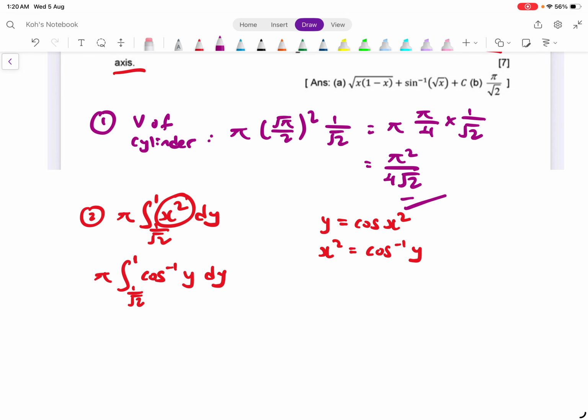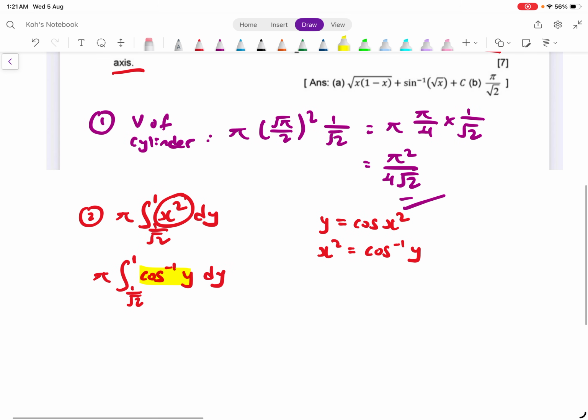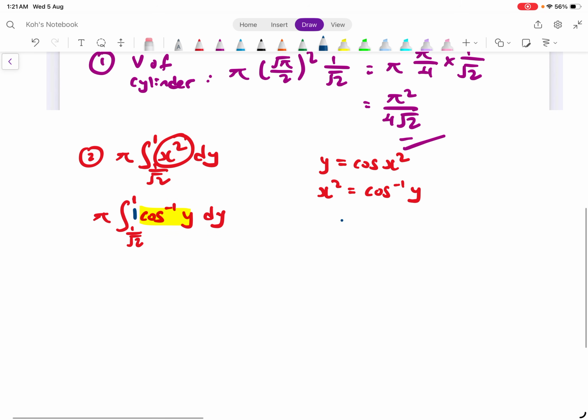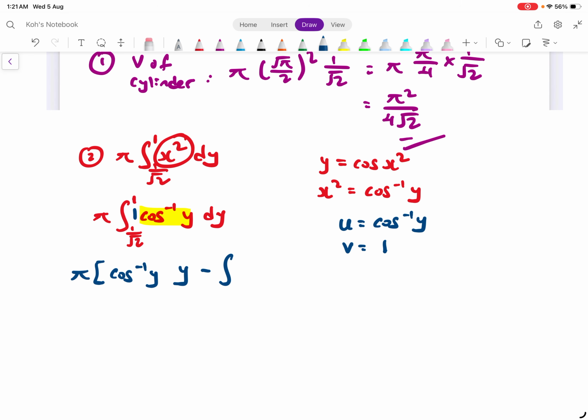By one look, this is integration by parts, because we cannot really integrate cosine inverse y directly. So you must do by parts. Of course you must let something be u and something be v. The u I will let be cosine inverse y. The v will be 1. So this will give you pi times: keep, integrate, minus integral of differentiate, integrate. Keep is the u, cosine inverse y. Integrating 1 gives y, minus integral of the differentiation of cosine inverse y.